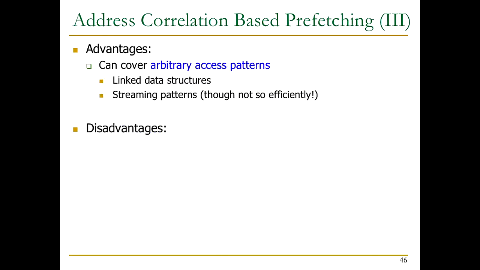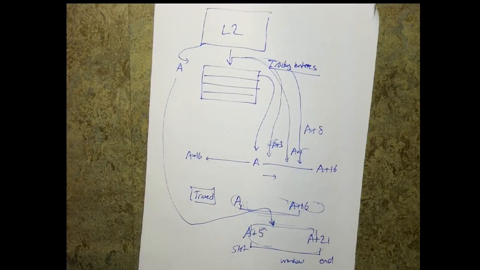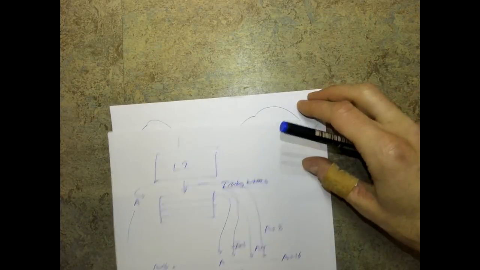So advantages and disadvantages, I've given you some, but this can cover arbitrary access patterns now, right? Linked data structures, streaming patterns also. If you're doing A plus 1, A plus 2, A plus 3, A plus 4, you can do it. Whenever you access A, you record A plus 1, and you prefetch that, assuming you're repeating again, right? You basically have an array access. You go through the array with a stream of 1. Basically, each entry, I think it's easier to just explain it over here. A picture is worth more than 1,000 words, right?